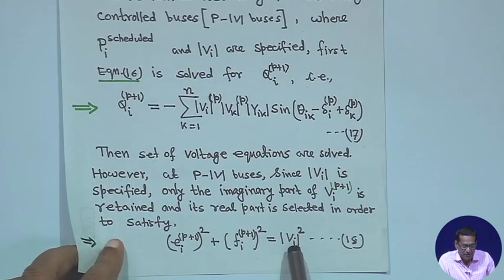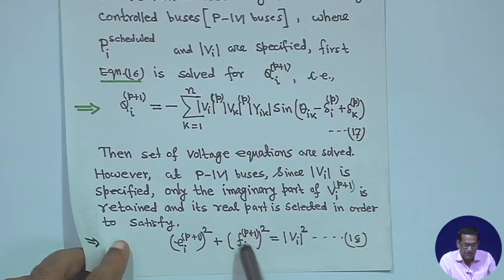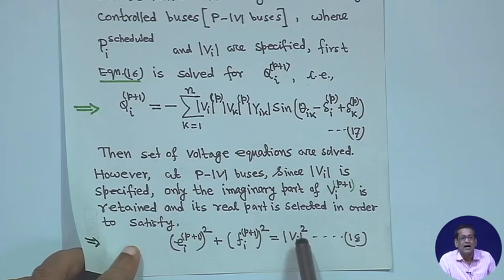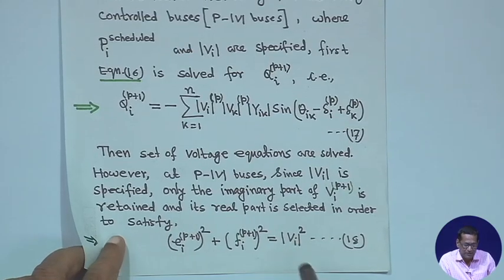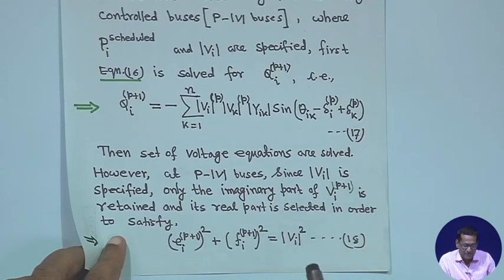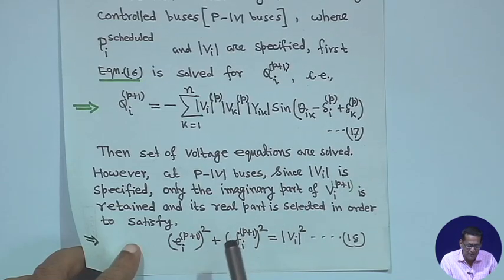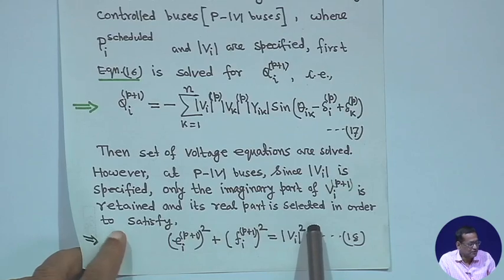So in that case, whatever we vary is a different thing, but this voltage magnitude has to remain constant. Otherwise, in the Gauss-Seidel method we want to include the PV bus. What we will do is retain only the imaginary part of whatever we get, and the real part is selected in order to satisfy the constant magnitude.